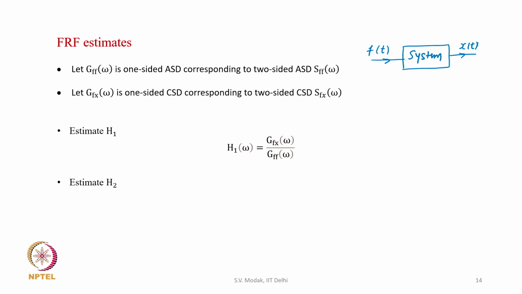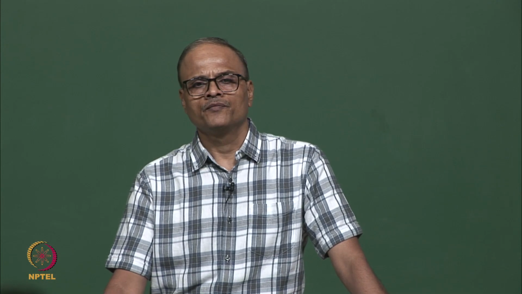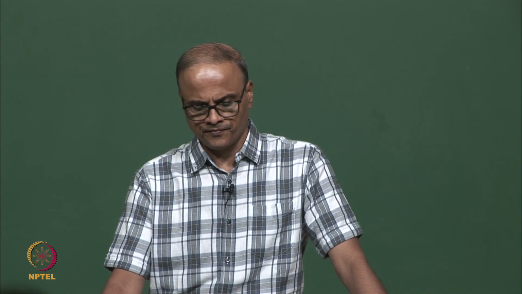And then we can also determine the estimate H2, which is the ratio of Gxx, the one-sided autospectral density of the output response x, divided by Gxf, the one-sided cross spectral density between the response x and the force f. So that gives the estimate H2. In this manner, even by applying random input, we can obtain the frequency response function. We can estimate the frequency response function of the system.